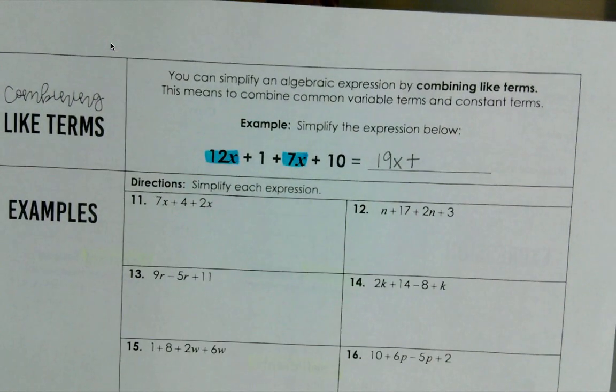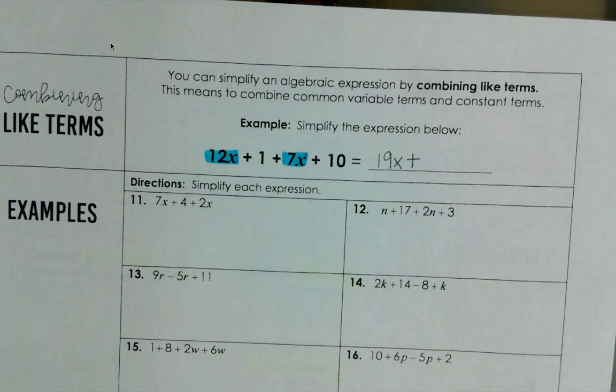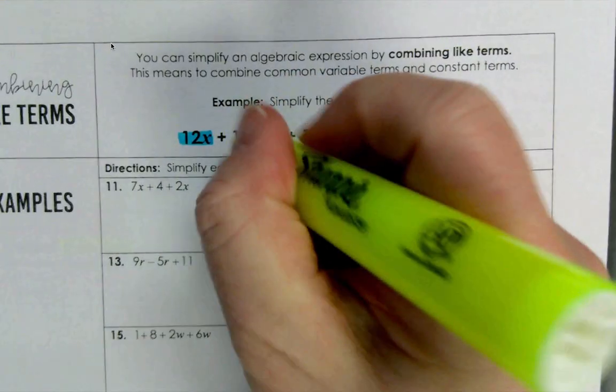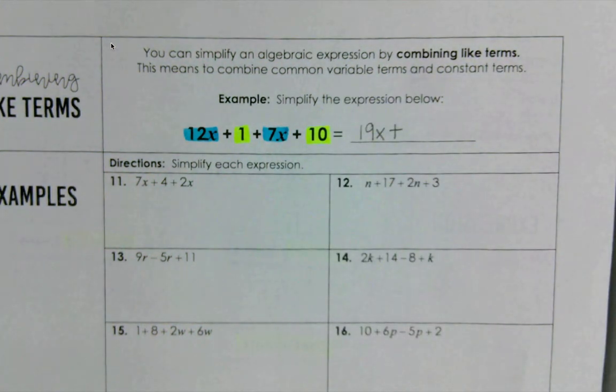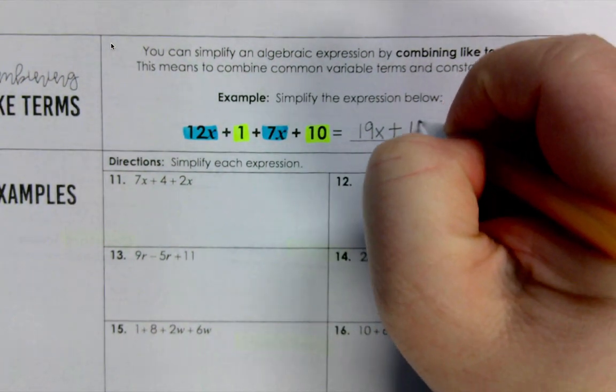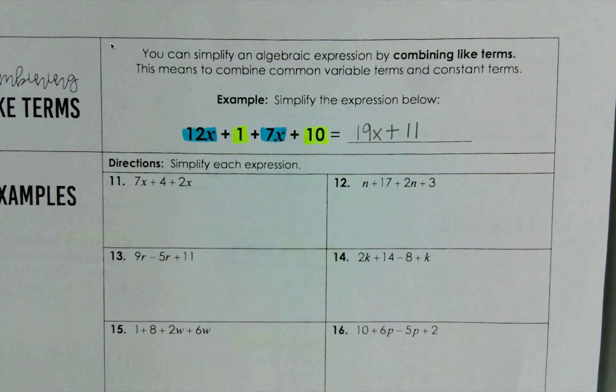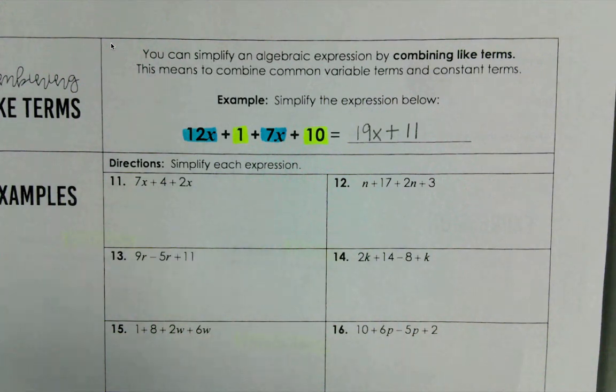Then I have 2 constants, a 1 and a 10. They're constant because their values don't change. So 1 plus 10 is 11. That's how we're going to combine it. Now, you're not solving because they're not giving us a value for x, but you are simplifying your expression.